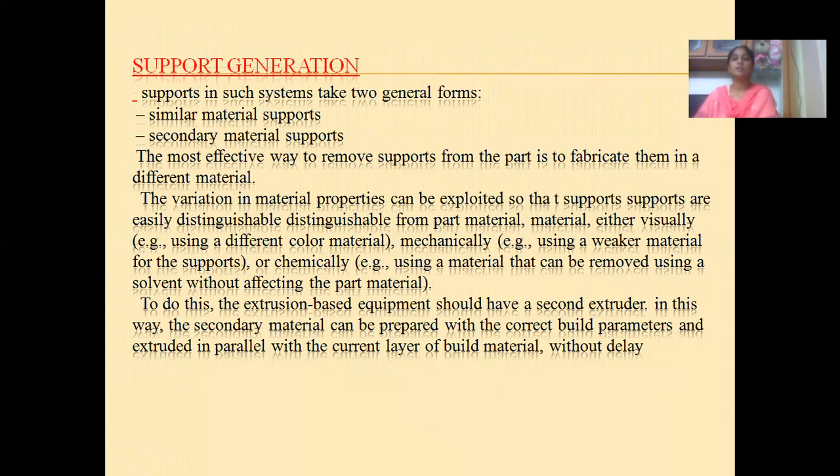In support generation, when we are giving the product, we can give the support from the back side or front side. From that support only the product will be designed, and it can be fabricated throughout the process, with the supports exploited and distinguishable from part material, even chemically. Due to this, extrusion based systems should have a second extruder. In this way the second material can be prepared with the correct build parameters and extruded in parallel with the current layer of the build material.